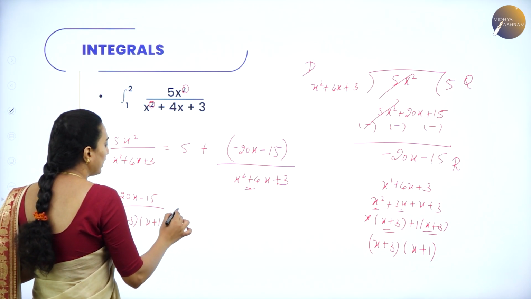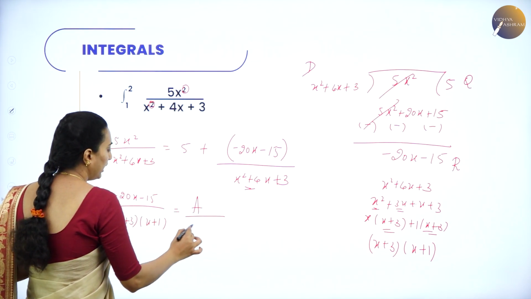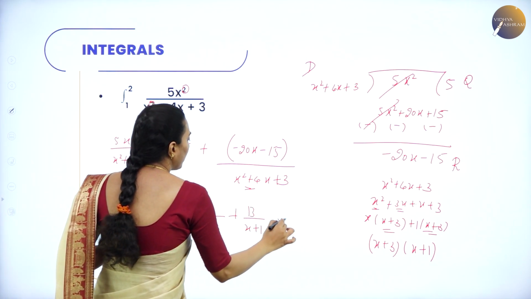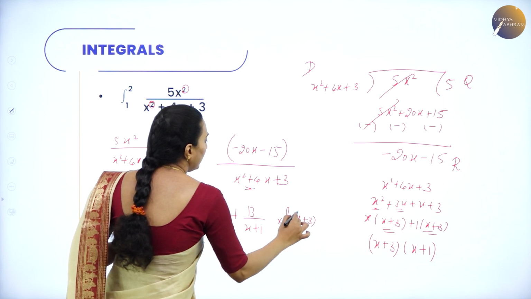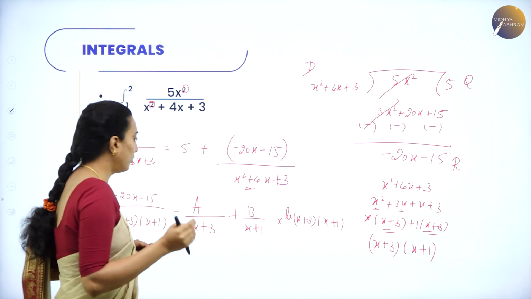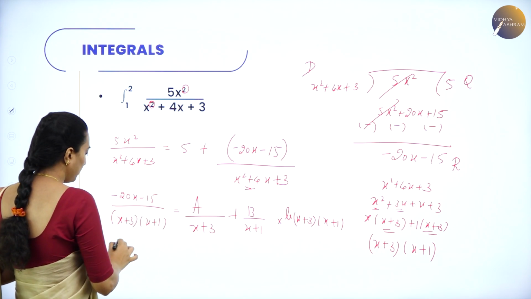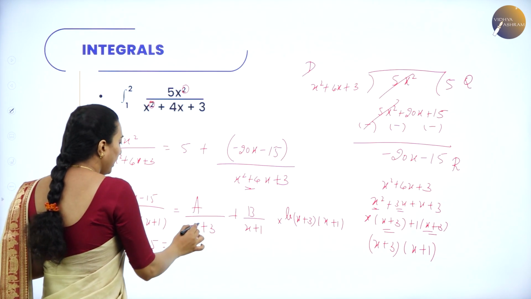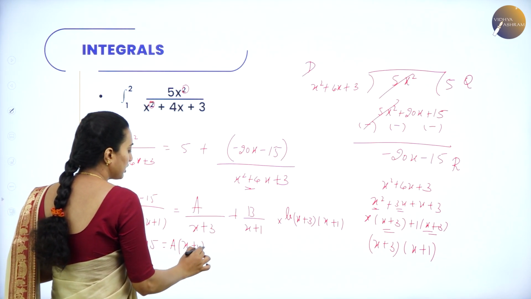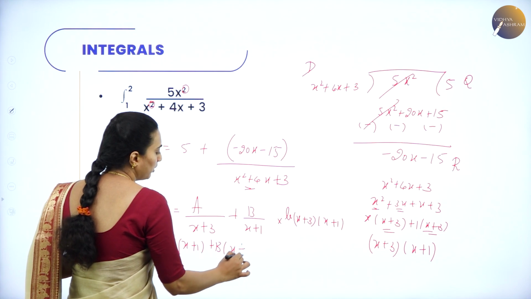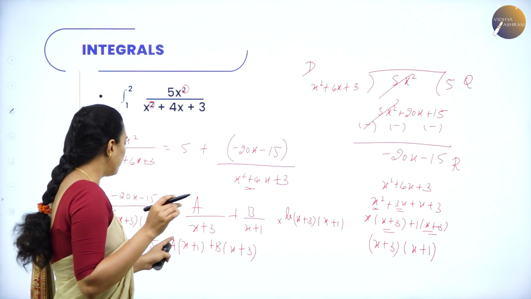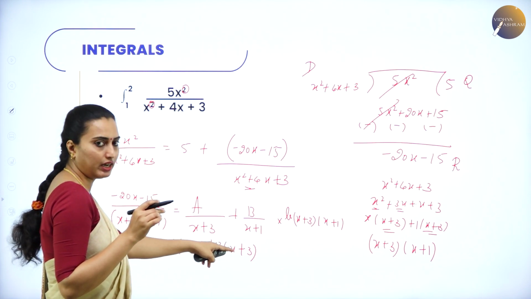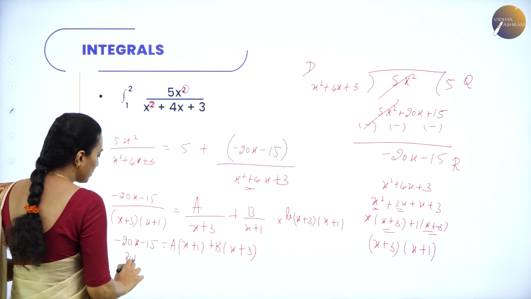Now, you can write this one as a partial fraction: a divided by x plus 3 plus b divided by x plus 1. Now, you can multiply throughout by x plus 3 into x plus 1. So on the left-hand side these two will get cancelled. Remaining is minus 20x minus 15 is equal to a into x plus 3 will go, remaining is x plus 1, plus b into x plus 1 will go, remaining is x plus 3. Now, you can put the value x equal to minus 1 here, then only a will get cancelled, and b will come directly. So put x equals minus 1.